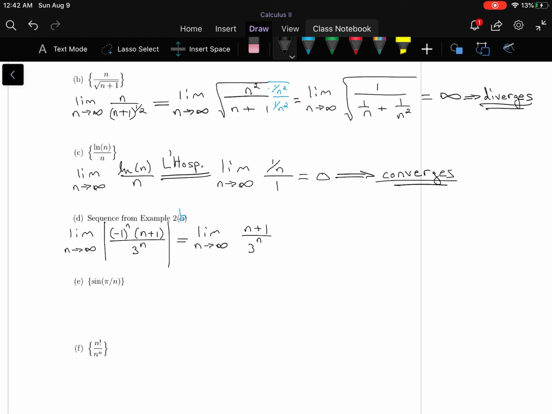So this is another infinity over infinity scenario. Using L'Hopital's, we have the limit as n goes to infinity. The derivative on top is 1, and the derivative on bottom is 3 to the n natural log of 3. Now the limit clearly, the bottom gets bigger and bigger, and so we have 1 over a larger and larger number, which approaches 0. And so that means that our sequence converges.